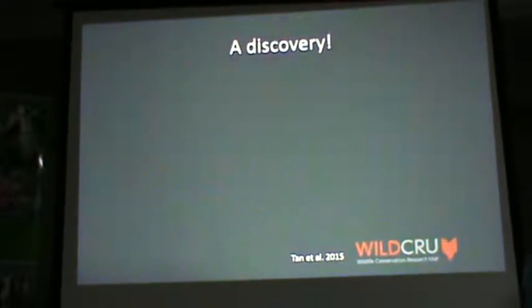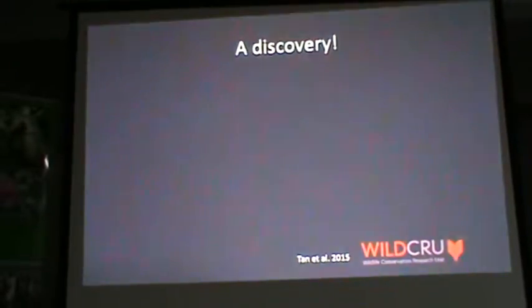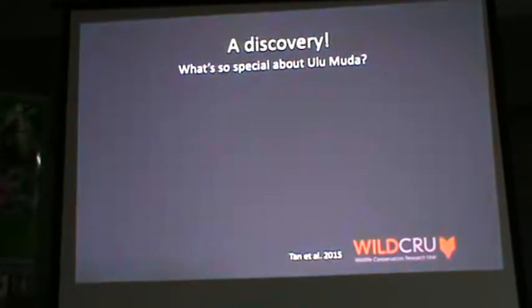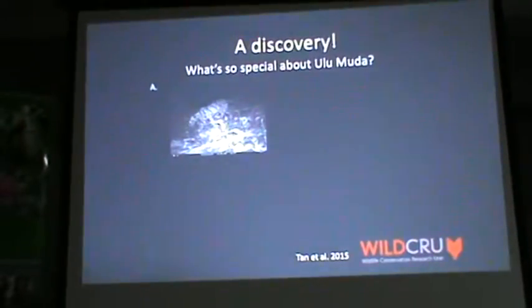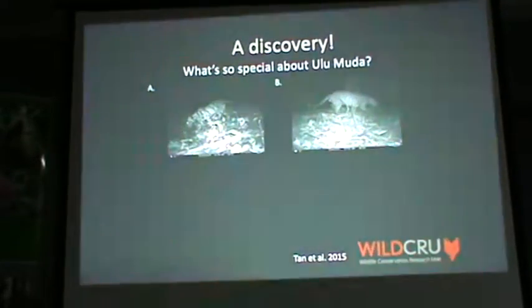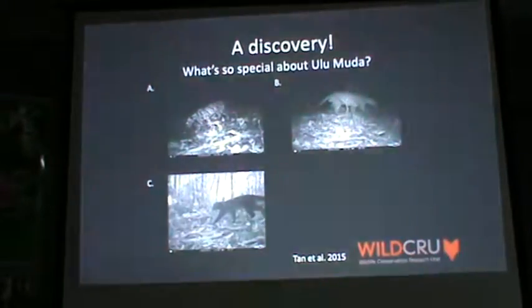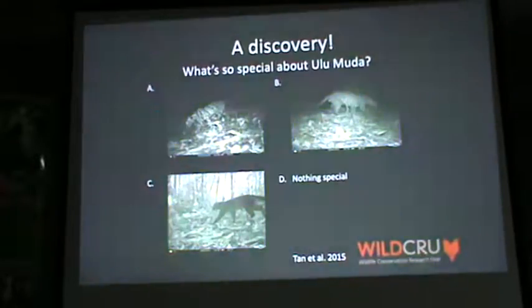Okay? So there's an interesting discovery at Ulu Muda. Recently we published a paper about this. So that's a question for you. What's so special about it? Is it because we found the clouded leopards there, only there? Or is it because we found the spotted leopards only there, and nowhere else in Peninsular Malaysia? Or is it we found the marbled cat there and nowhere else in Peninsular Malaysia? Or is there nothing special about it? There was a clue in what I said just now.